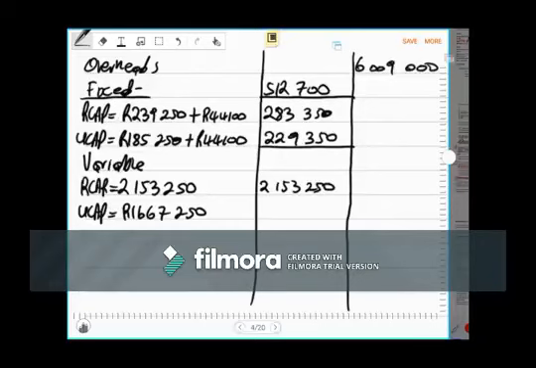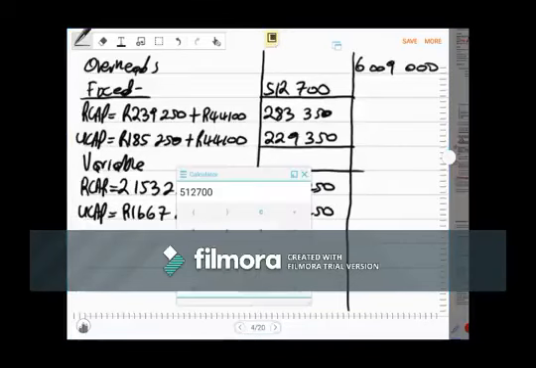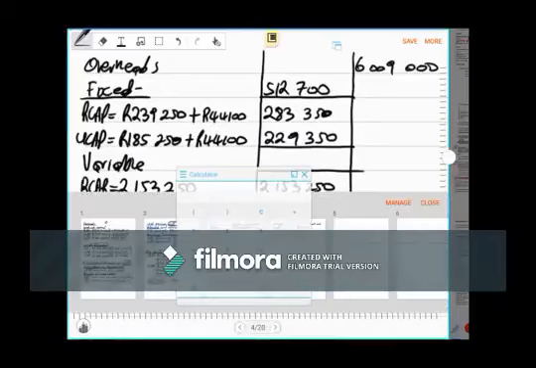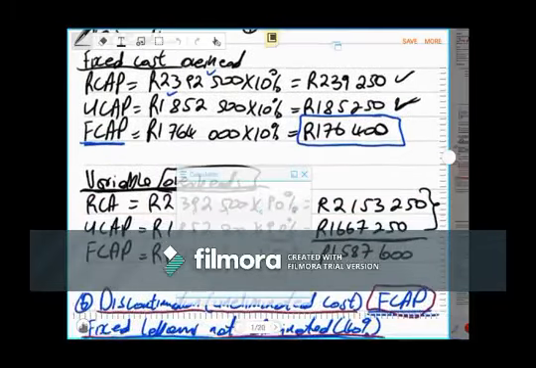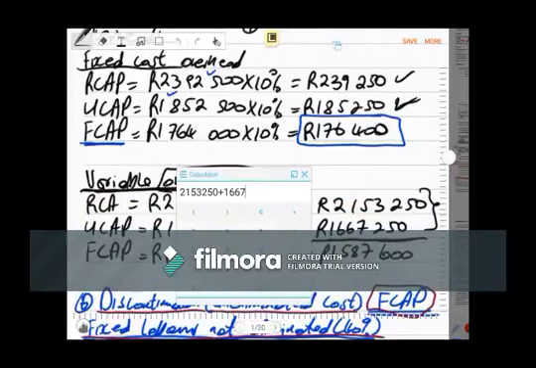2,153,250 plus 1,667,250. Then add the two and see how much I get. 2,153,250 plus 1,667,250 is 3,820,500. It is 3,000,000. This is the variable part.